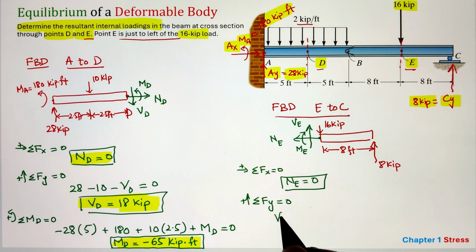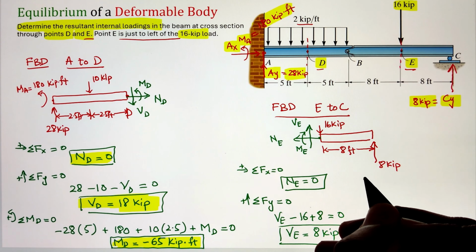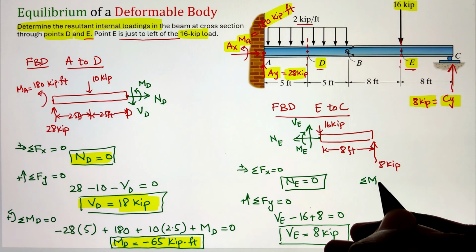Finally, again, we are going to apply our equilibrium equation. Normal force is again coming equal to 0, whereas if we do summation of forces in the vertical direction, I have my shear at point E going upward minus 16 kip as coming downward plus 8. That gives me the value of VE as 8 kip.